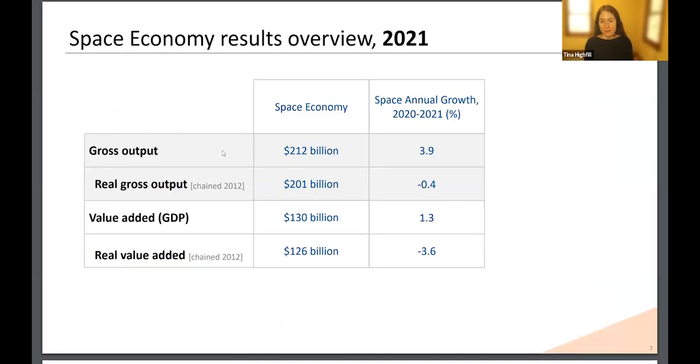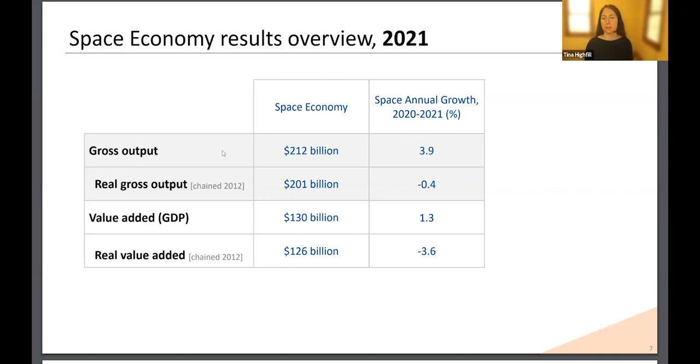So now I'll talk about the results. Hopefully you understand what I mean when I'm talking about the space economy. It's production of space-related goods and services. So we have a few different metrics that we publish as part of our space economy estimates. The first is gross output. Gross output is very similar to revenue or sales. And then we also have GDP. So GDP, or value added, is essentially gross output minus intermediate inputs used in production.